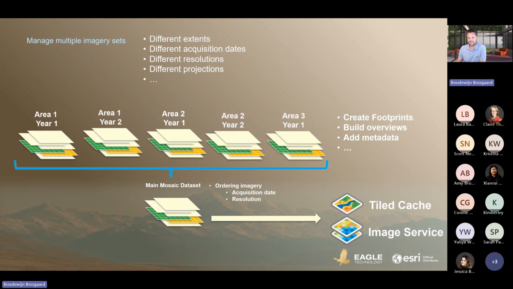We can then add them all to a main mosaic data set if we want. And then we can use the metadata to order the imagery. So we can define what is being shown on top. And mosaic dataset also allows for dynamic mosaicing, but if we have certain rules on what imagery we want to show on top, we can use the acquisition date, for example, and a resolution to create a Z order. And once we've done that, we can again create a tiled cache map, or we can publish it as an image service.